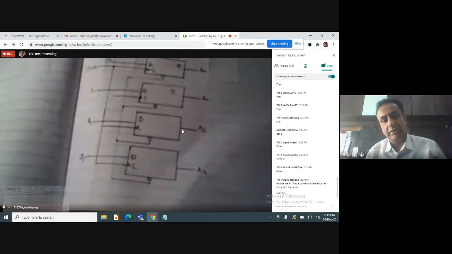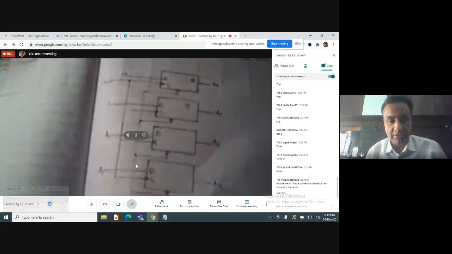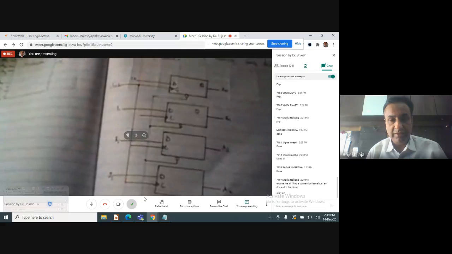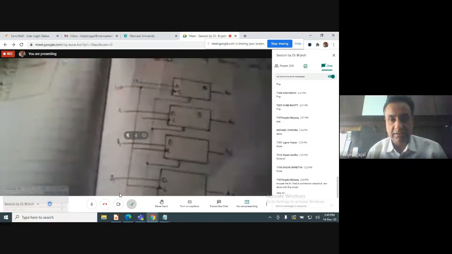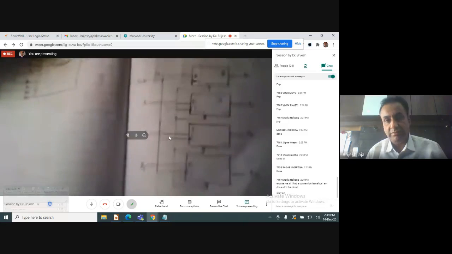You have drawn perfectly. Only for the clock, you forgot to mention the clear button. For the clear button, you forgot to mention CLEAR at the bottom. Everything else is correct. Perfect. Okay, thank you.